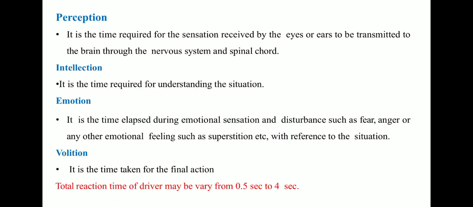Now, what is perception? It is the time required for the sensation received by the eyes or ears to be transmitted to the brain through the nervous system and spinal cord. Whatever you see or hear will first go into your brain. So this is your first step, perception. Intellection is the time required for understanding the situation. Whatever you hear or see will first be interpreted by your brain, to determine what exactly the situation is.